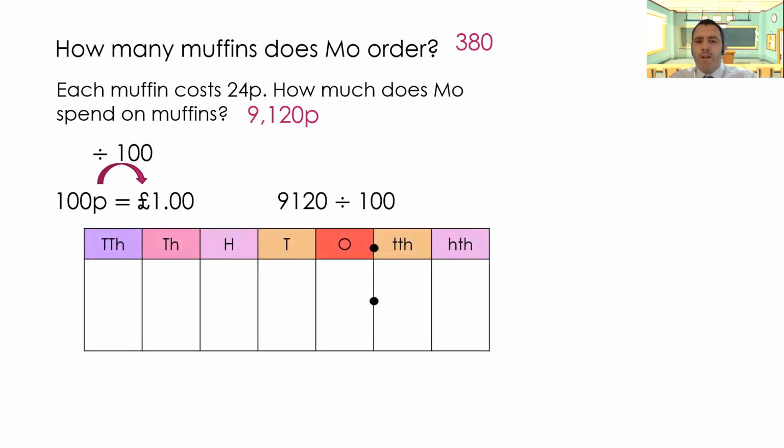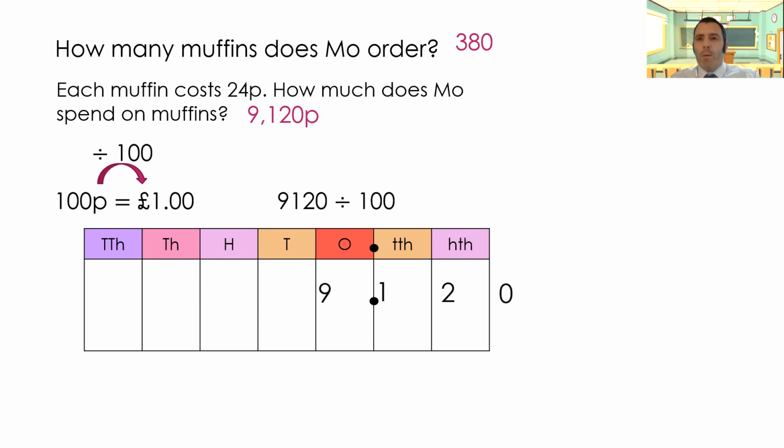So instead, I'm going to use my place value chart. I'll write my number in. Now, because I'm dividing by 100, everything is going to move 2 place values to the right. So I'm going to have tenths and hundredths in my number. So let's move everything 2 place values. There goes my 0. There goes my 2. There goes my 1. And there goes my 9.